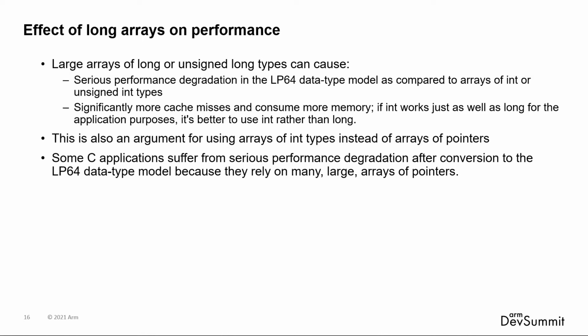Some C applications suffer from serious performance degradation after conversion to the LP64 data type model because they rely on many large arrays of pointers. Again, using these types interchangeably in a 32-bit architecture is common, and no difference is seen in how operations occur. However, when moving to a 64-bit model where some data types double in size, keeping these values in memory can significantly affect both memory utilization and cache behavior and performance.